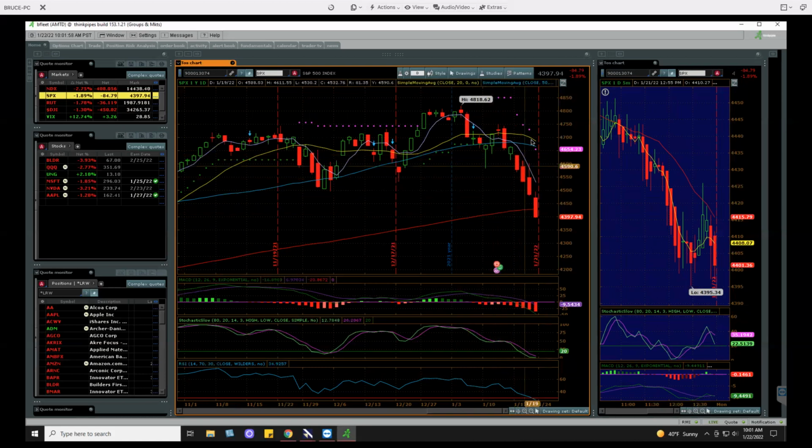The 50-day is nowhere near crossing below the 200-day. If it did cross, then we're in what's called a technical bear market, but we're not in a bear market, and I don't suspect we will go into a bear market. So that's the first thing I want to show you.